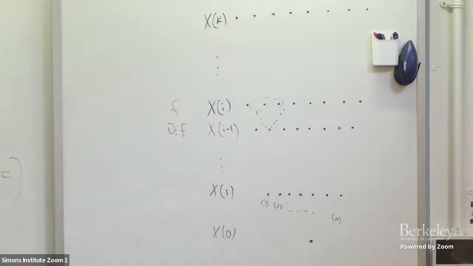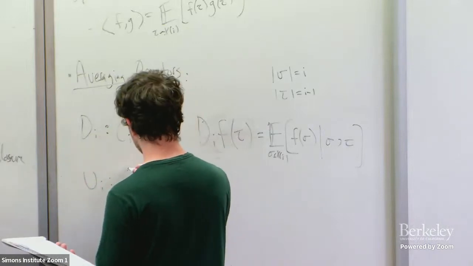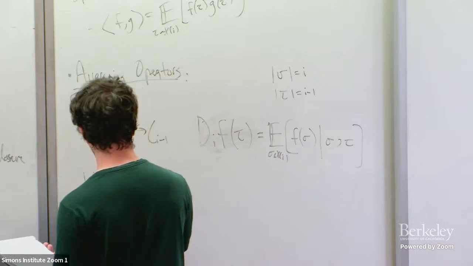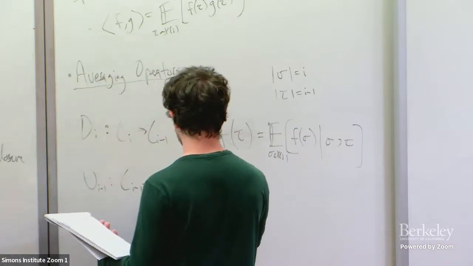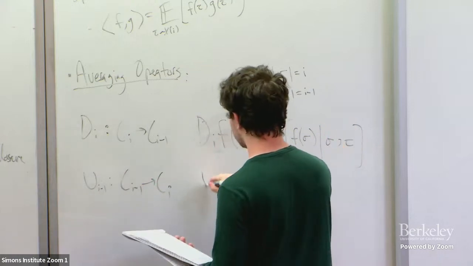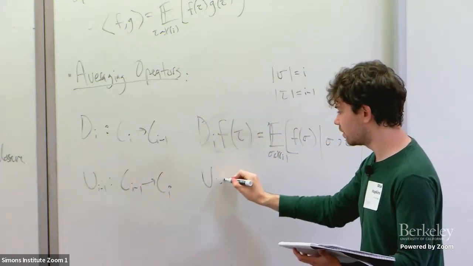Okay, similarly, we have the adjoint operator, which lifts up on the complex. So we have the up operator, U_{i-1}. Sorry, this should be from I minus 1 to I, and this is just defined to be the flip of this.